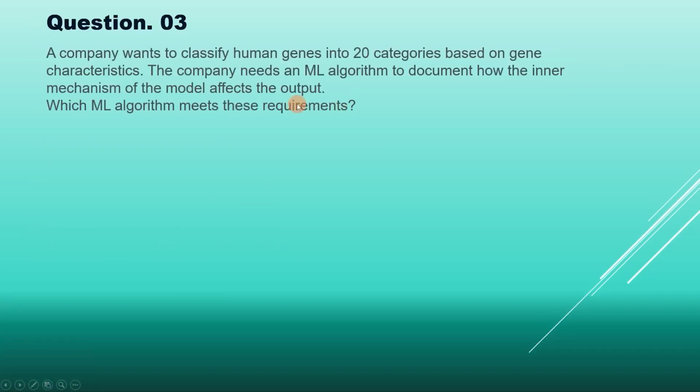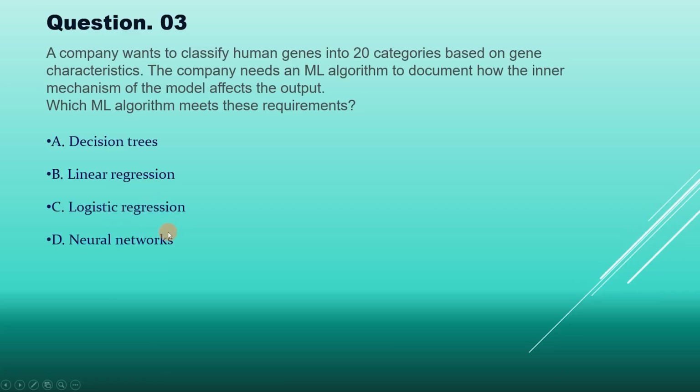Now question number 3. A company wants to classify human genes into 20 categories based on gene characteristics. The company needs an ML algorithm to document how the inner mechanism of the model affects the output. Which ML algorithm meets these requirements? The options are: A, decision tree, B, linear regression, C, logistic regression, and D, neural network. Try to understand the question and find the answer.